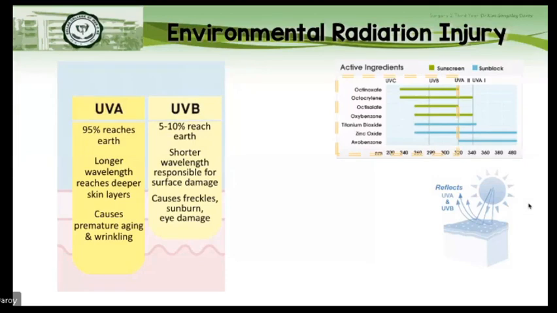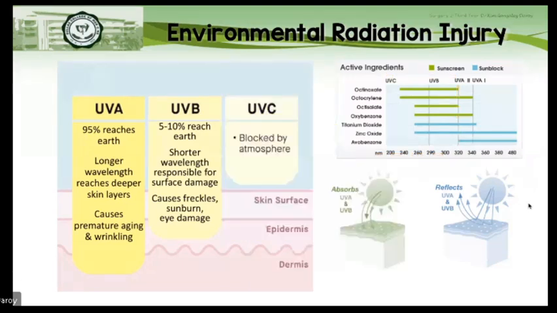The third type of radiation is UVC. This has the shortest wavelength, and among the three, this has the most harmful type of radiation. But the good thing is, it is almost completely filtered out by the Earth's atmosphere. Basically, to avoid environmental radiation injury, we must prevent injury by applying sunblock and sunscreen.